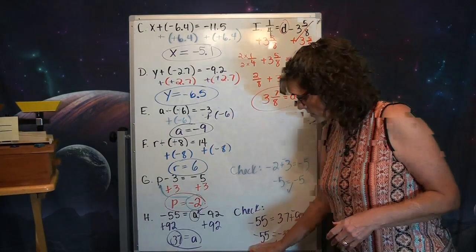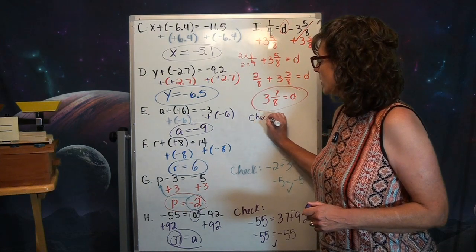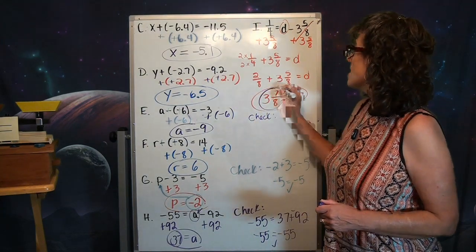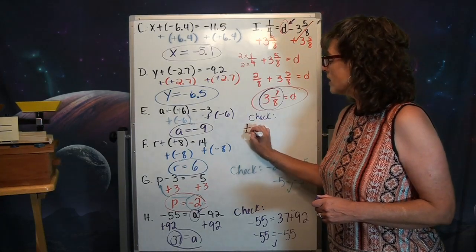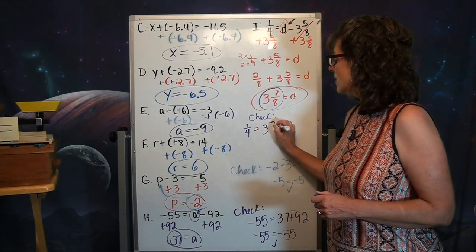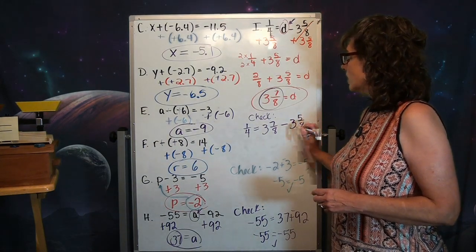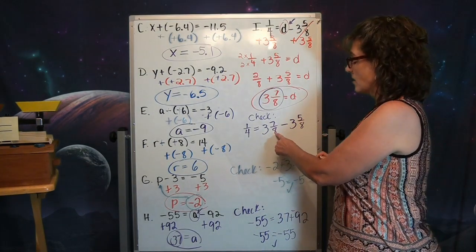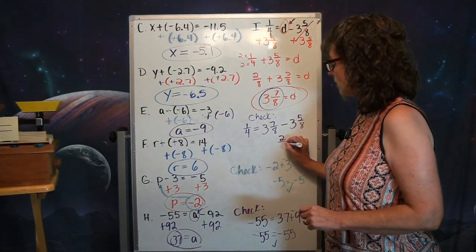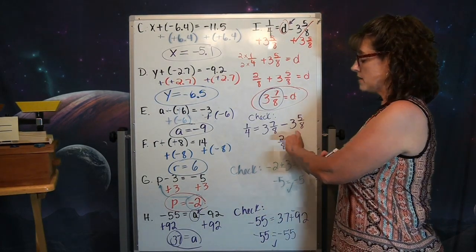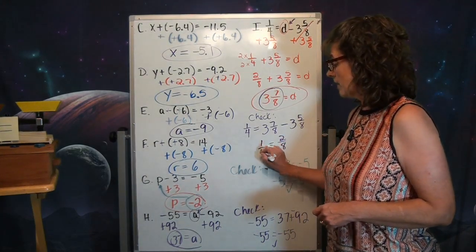Now, we can still check this one as well. When we go to check this, remember what that means is, take this 3 7/8 and put it right here where you see that D. So when I check it, I'm going to take that 3 7/8, I'm going to subtract 3 5/8, and what this tells me is 7/8 of a pie, take out 5/8 of a pie, gives me 2/8 of a pie. 3 whole pies, take out 3 whole pies, I'm only left with this portion of a pie.